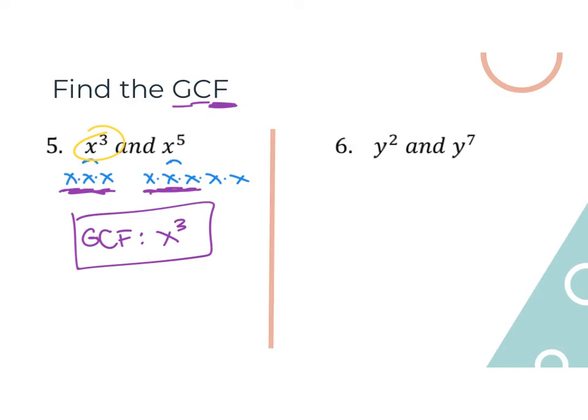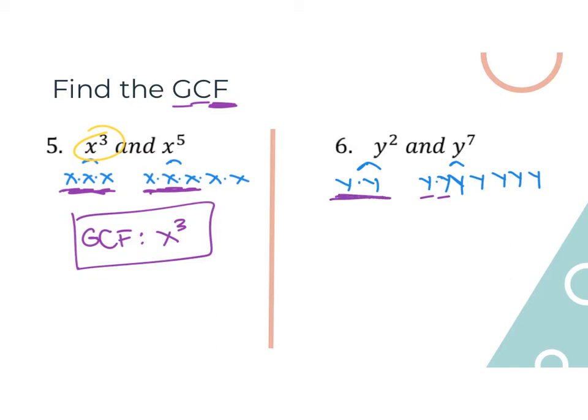If I look at the y's over here in number 6, I have y to the second, which is y times y, and y to the seventh, which is y times y, y times y times y. 1, 2, 3, 4, 5, 6, 7. Did I get them all? Yep, I got them. So if I look at what they have in common, this one on the left has 2 factors of y. This one on the right has 7. So that means that 2 of them are in common, but then it has 5 more that are extra.